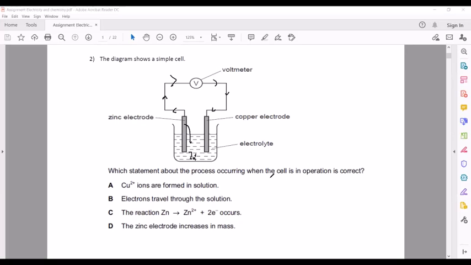Which statement about the process occurring when the cell is in operation is correct? Sir, why from zinc? Why traveling from zinc to copper? Because zinc is more reactive, so zinc tends to lose electrons first. I explained in the beginning, for a chemical cell, the more reactive metal tends to lose electrons first, so that's why the electron always travels from the more reactive metal surface to the less reactive metal surface. That's why it is zinc.